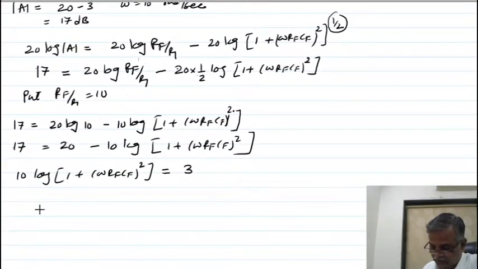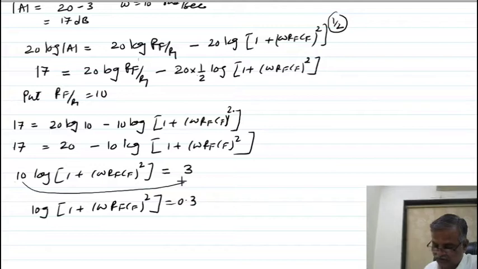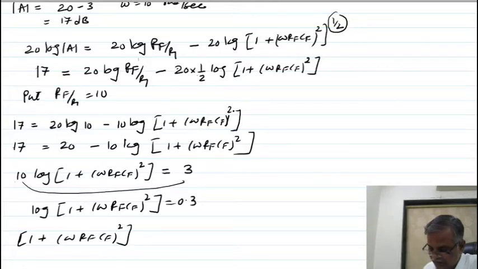Look here. So this is log of (1 plus (omega Rf Cf) whole square) equals 0.3. The 10 I have taken on this side. So if I take the anti-log, I will get 1 plus (omega Rf Cf) whole square equal to 10 raised to 0.3. If you take the anti-log, you will get like this. I think you know how to take the anti-logs.